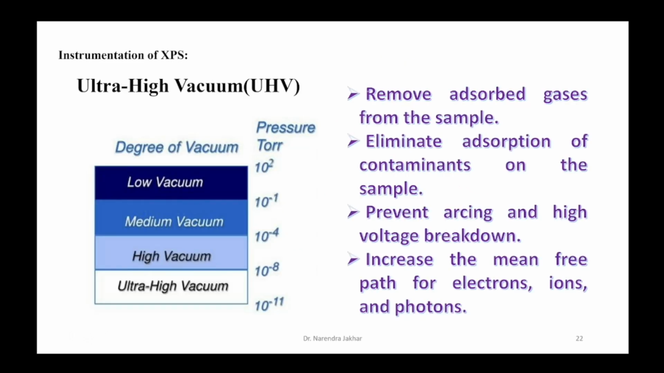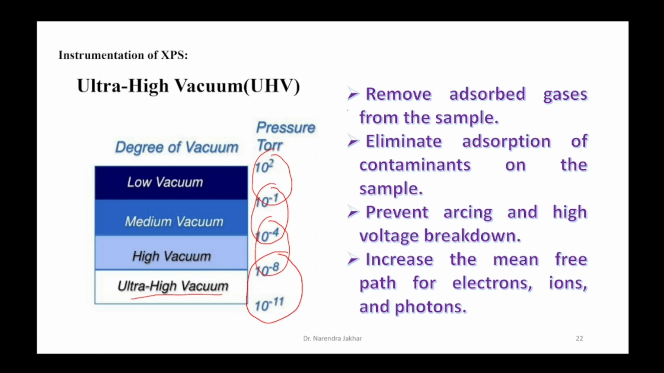Okay, so this slide gives us the idea about ultra high vacuum, and this gives us the idea about low vacuum. Low vacuum is from 10 raised to power 2 torr to 10 raised to power minus 1 torr. Medium vacuum is from 10 raised to power minus 4 to 10 raised to power minus 1 torr. High vacuum is from 10 raised to power minus 8 to 10 raised to power minus 4 torr. And the ultra high vacuum, which is the essential requirement for XPS systems, is from 10 raised to power minus 8 to 10 raised to power minus 11 torr.